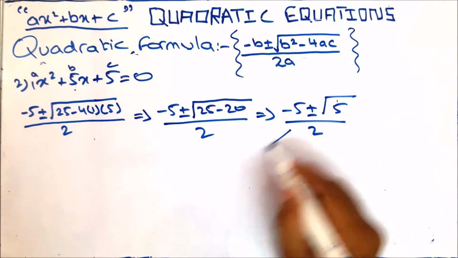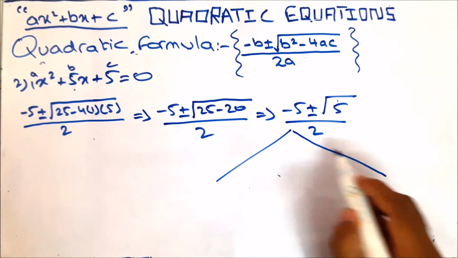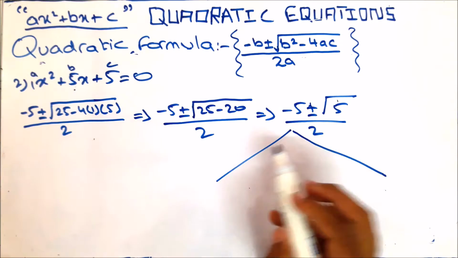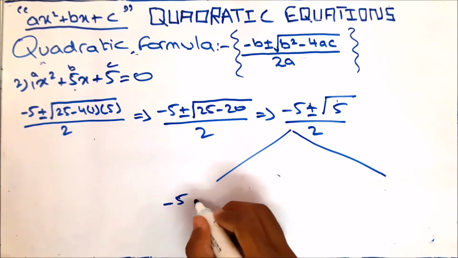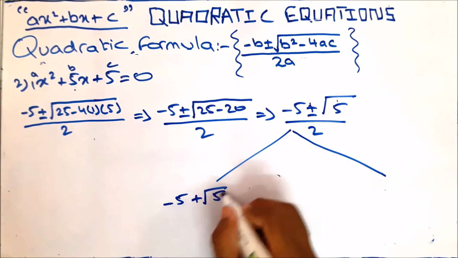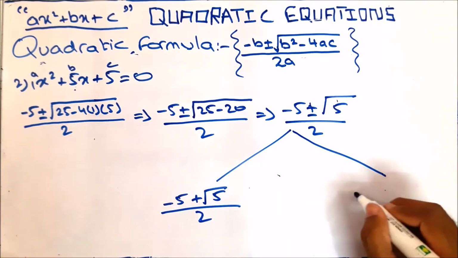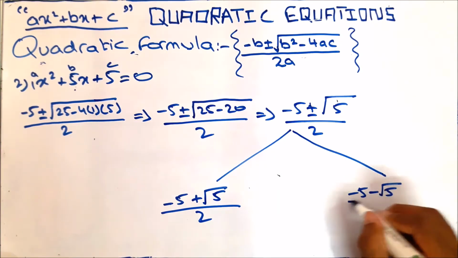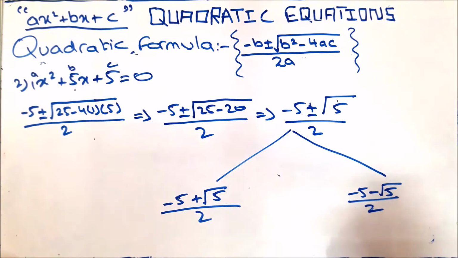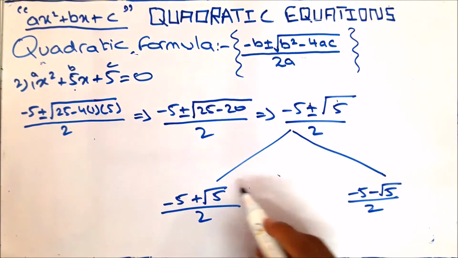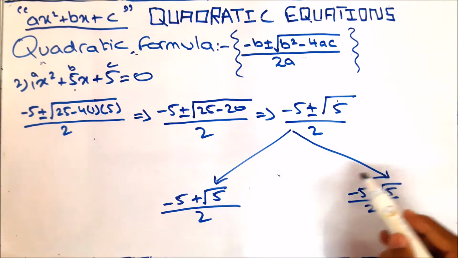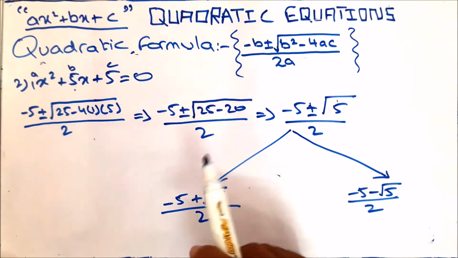We can just divide it and write one answer with the positive sign and one with the negative sign. Let's do it. Minus 5 plus under root 5 whole divided by 2, and minus 5 minus under root 5 divided by 2. That's it. How did we get 2 answers? There was no way we could have got these answers using the factorization method.